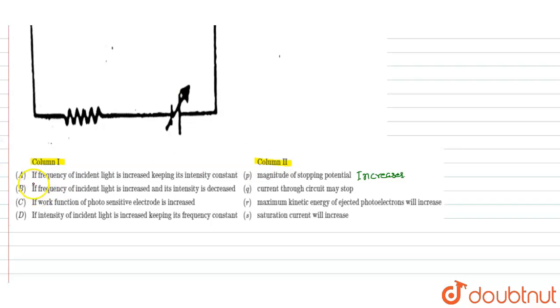In column first, A: if the frequency of the incident light is increased keeping the intensity constant. B: if the frequency of the incident light is increased and its intensity is decreased. C: if the work function of the photosensitive electrode is increased. And D: if the intensity of the incident light is increased keeping its frequency constant. Now we have to see which one is correct in column second.